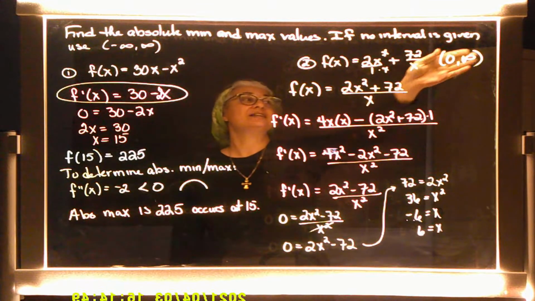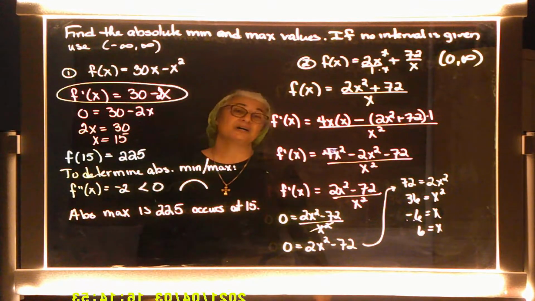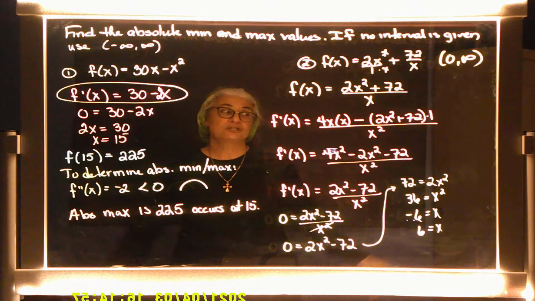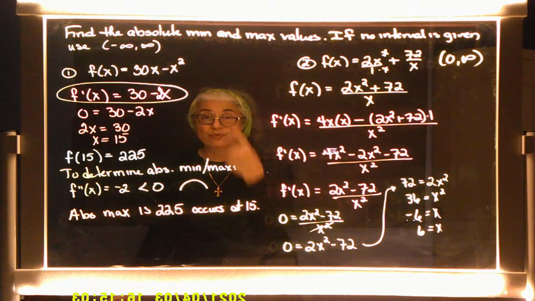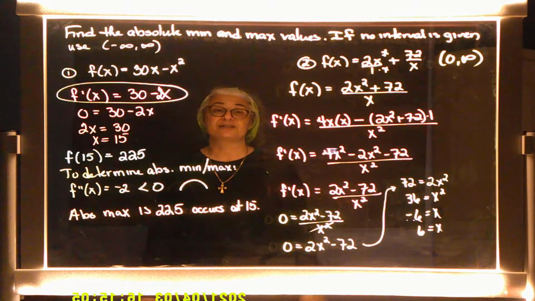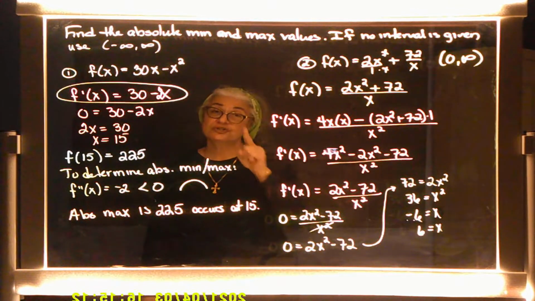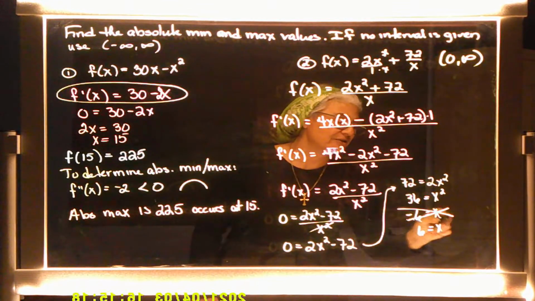If they did not give me this interval, I would have been using negative infinity to positive infinity, and I would have had 2 critical values, which leads me up a creek because I couldn't even use Theorem 9 to find an absolute min or max because I didn't have 1, I had 2 critical values. Therefore, this restriction was put here so that we could eliminate one of the critical values.